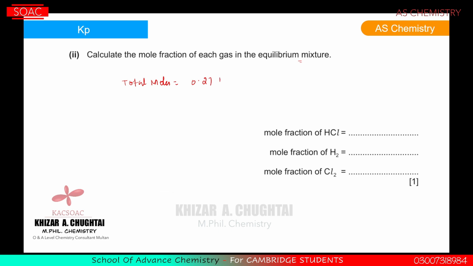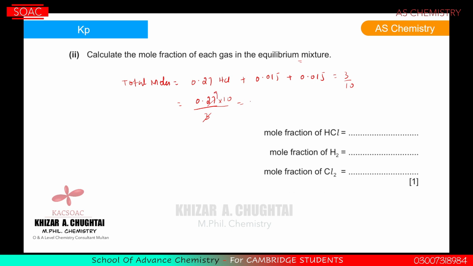0.27 for HCl, plus the mole of chlorine, that is 0.015, plus the mole of hydrogen, that is the same 0.015. So the mole fraction of HCl is going to be equal to 0.27 divided by this whole answer, so the total mole is equal to 3 by 10. And what is the mole fraction of HCl? 0.27 divided by 3 over 10, or I can write 10 over here, and that is equal to, 3 nines are 27.